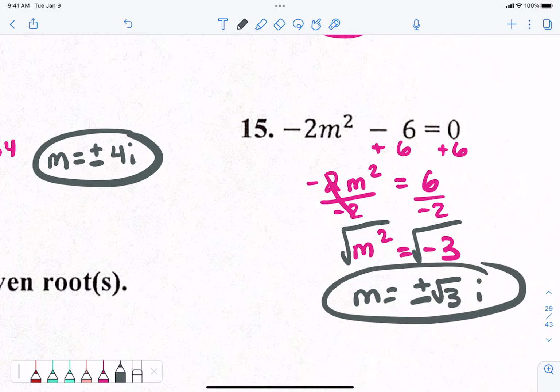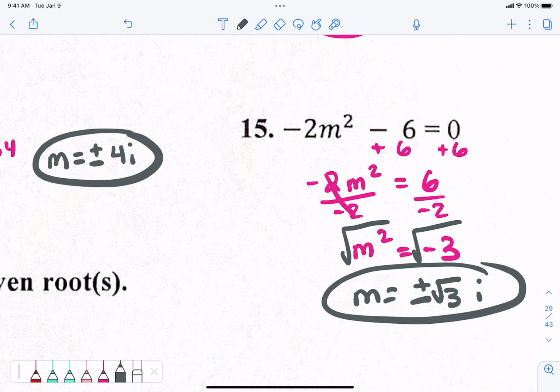What do we put as the square root of negative 3? So the square root of negative 3 is i times the square root of 3. The negative becomes the i. The 3 doesn't come out nicely like 16 did. So it's plus and minus the square root of 3i, with the plus and minus in front.